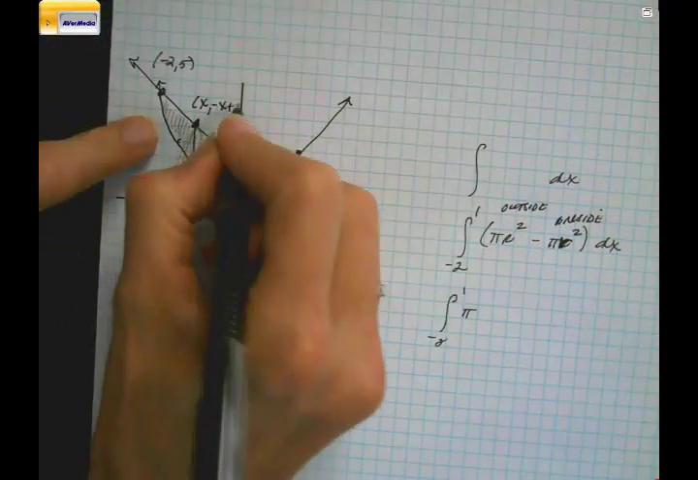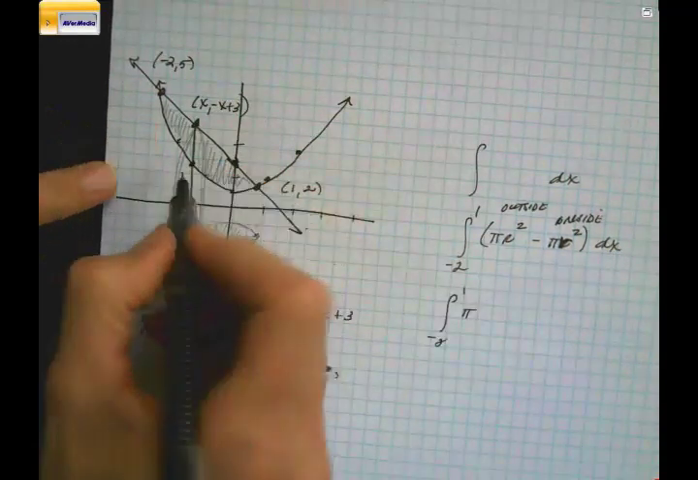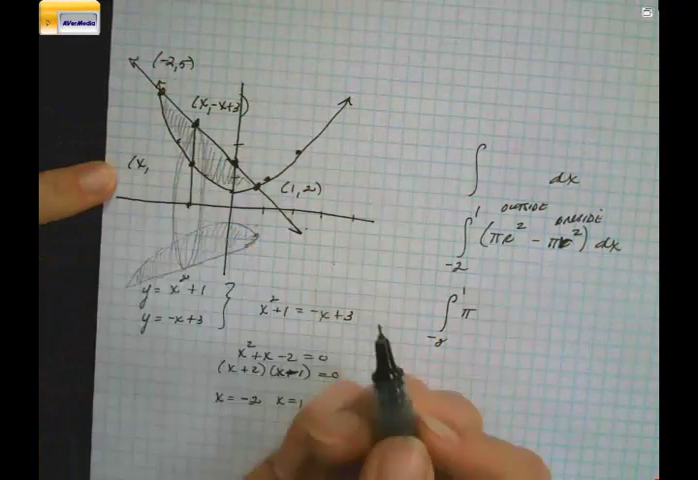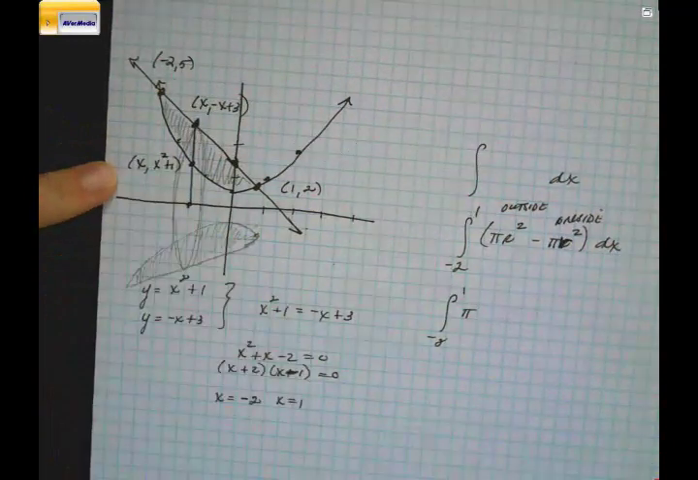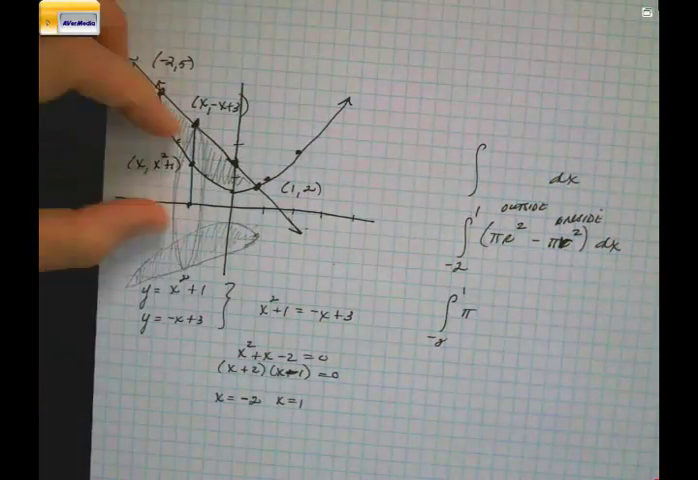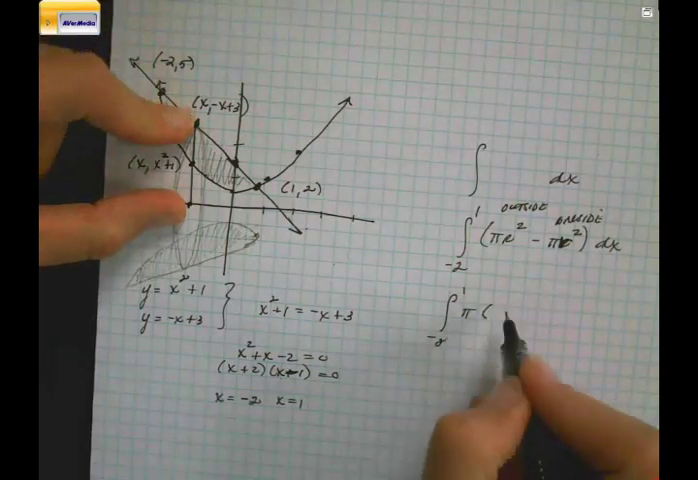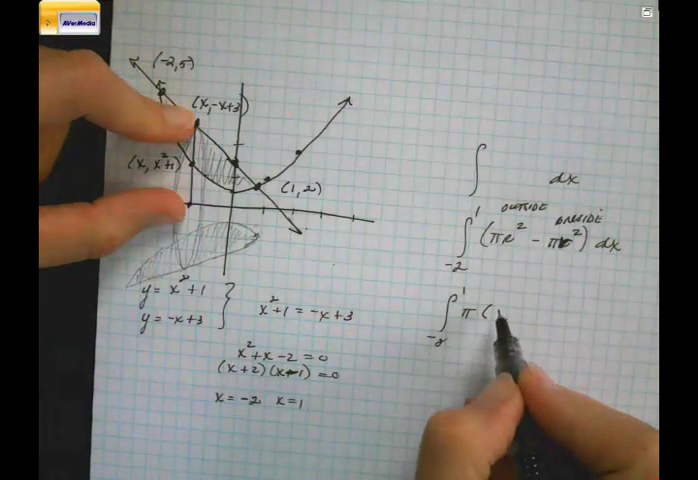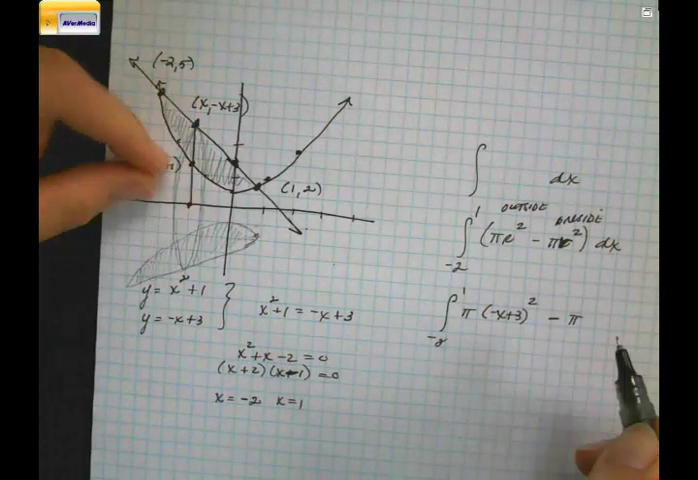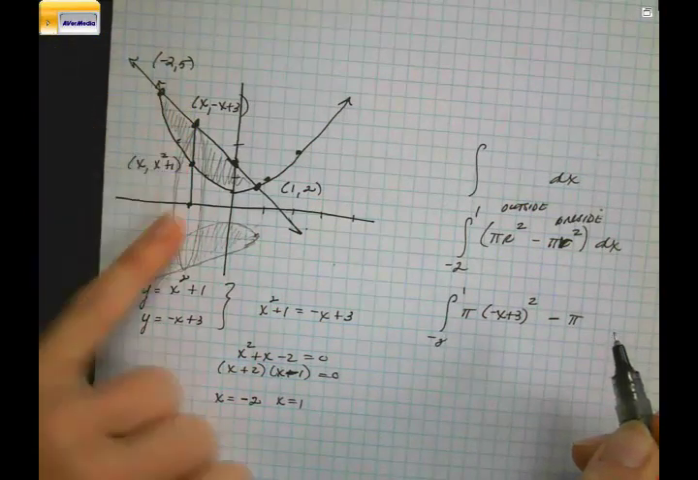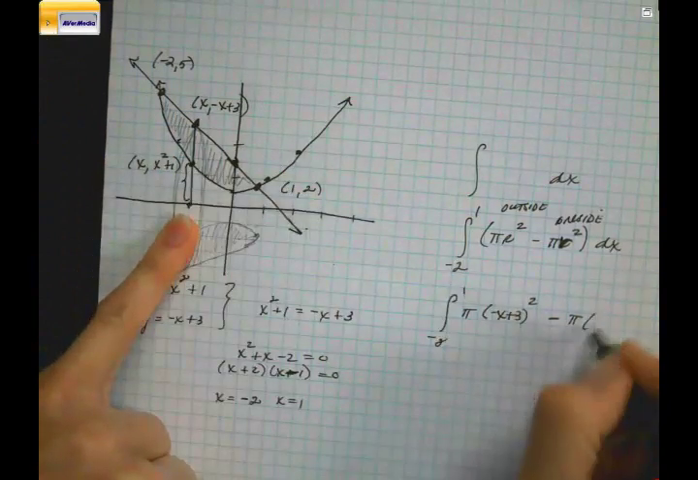Negative X plus 3. That's going to be the name of every ordered pair on that straight line. The ordered pair on the parabola is going to be X and what? X squared plus 1. There's your two ordered pairs. Your outside radius is the long one, which is going to be what? There you go. Your negative X plus 3, and you're going to square it. Your inside one is the shorter one, which is what height right here? There you go.